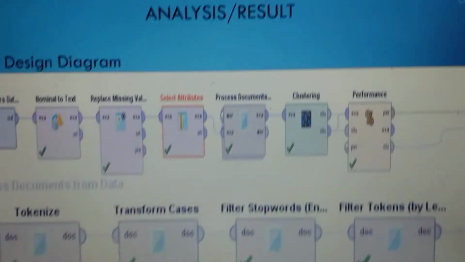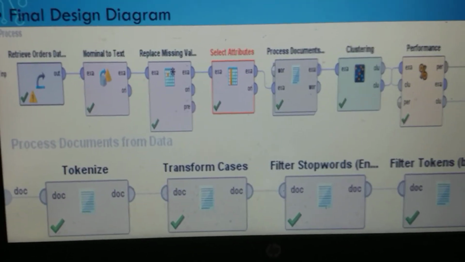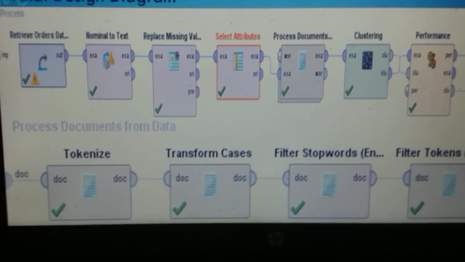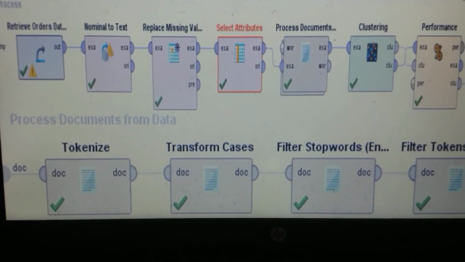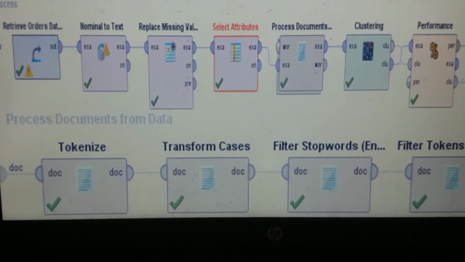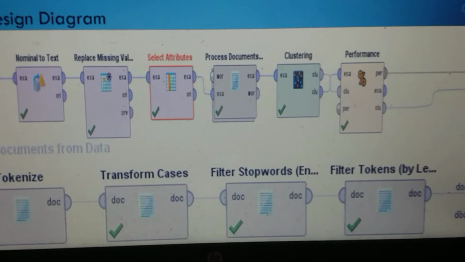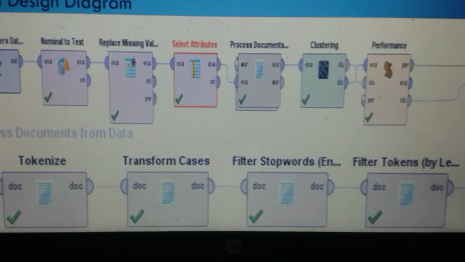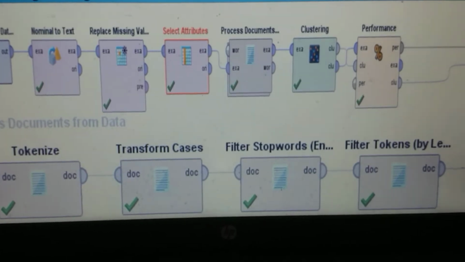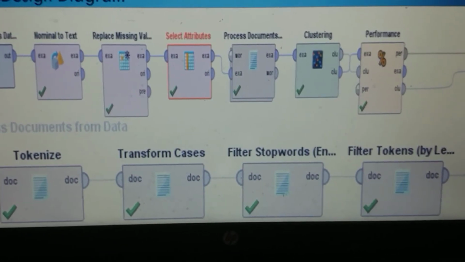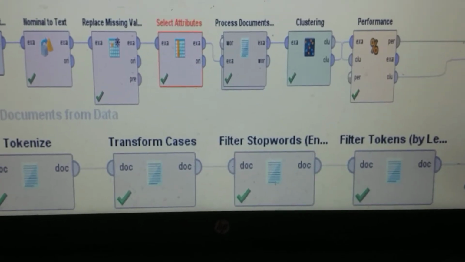Analysis result. Here's the final resulting diagram. The operators used here include the retrieve operator to retrieve the order database, the nominal to text operator to make sure that some of the attributes were transformed into text, the replace missing values operator, the select attributes operator to select the desired attributes per analysis, the process documents operator, the clustering operator for k-means clustering, and the performance operator to find the average within centroid distance.